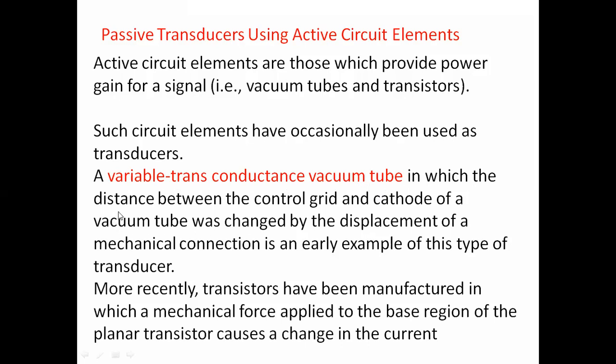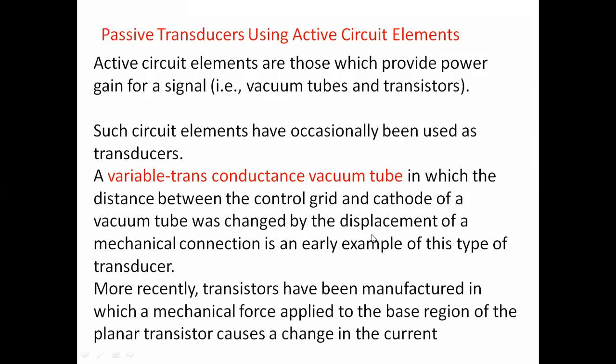So the distance between this electrode and the anode will change. The anode is fixed and the other one is the cathode. The control gate and cathode of the vacuum tube are changed. Due to that, the conductance between these two will change, and that results in measuring the displacement.